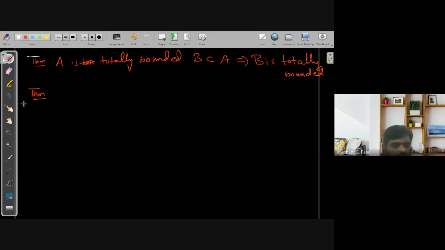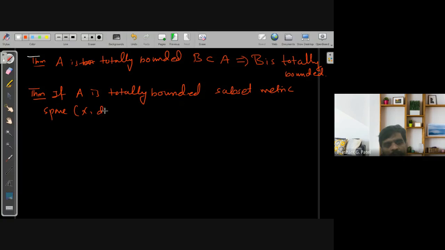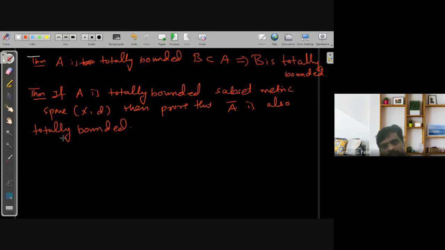The next result is: if A is totally bounded subset of a metric space (X, d), then prove that A closure is also totally bounded. So the closure of a set is also totally bounded. That is the objective of the next result. So let us try to prove this.